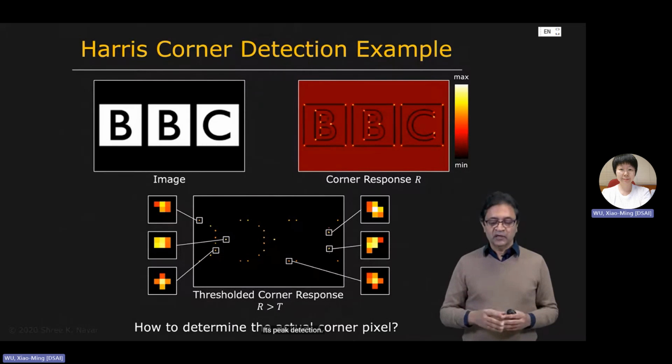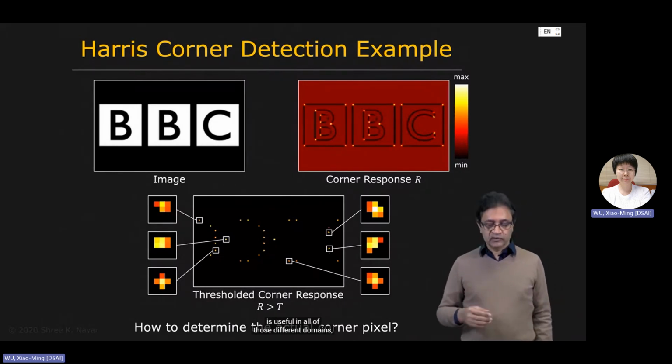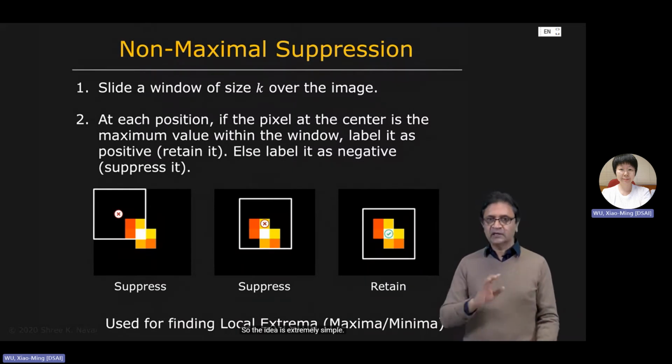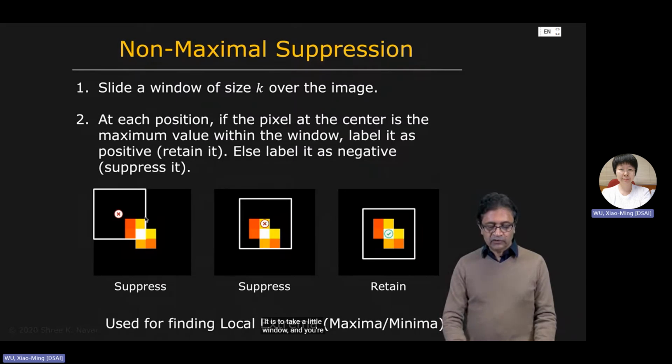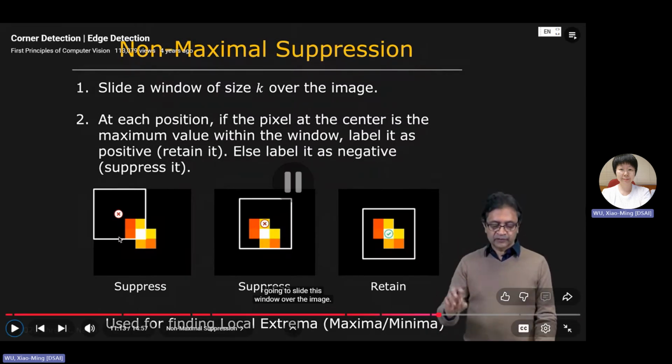It's peak detection. And the method we're going to talk about now is useful in all of those different domains, and that's called non-maximal suppression. So the idea is extremely simple. It is to take a little window, and you're going to slide this window over the image. This window is represented in white, and this is the center of the window.